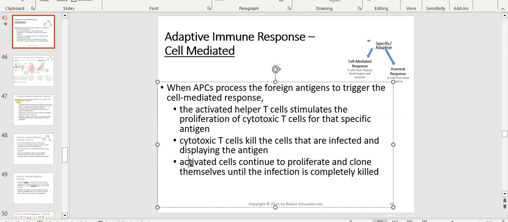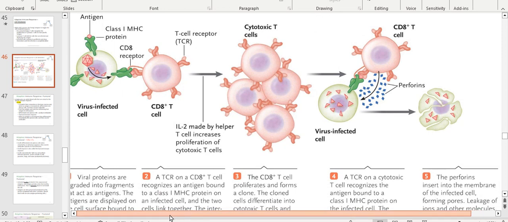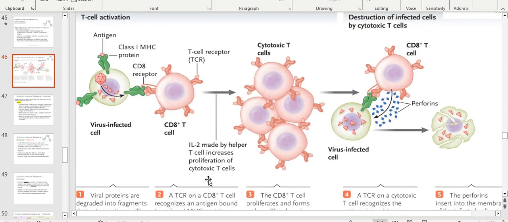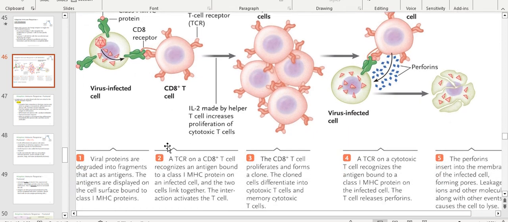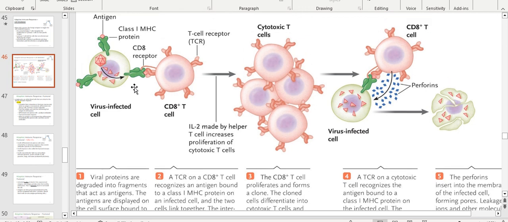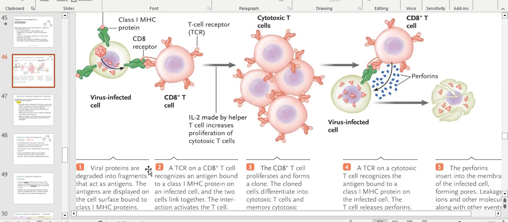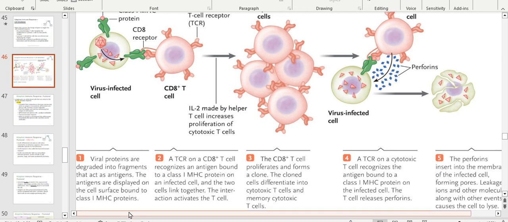And activated cells continue to proliferate and clone until the infection is completely killed. Okay, just the whole idea of cell-mediated, what's going on here. We can zoom in. So there's your 1, 2, 3, 4, and 5. Viral proteins are degraded into fragments that act as antigens, right? Through the MHC2, which you can see right there, and the MHC1. The antigens are displayed on the cell surface bound to the class of MHC1 proteins.